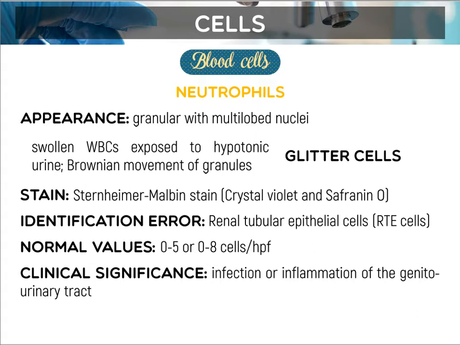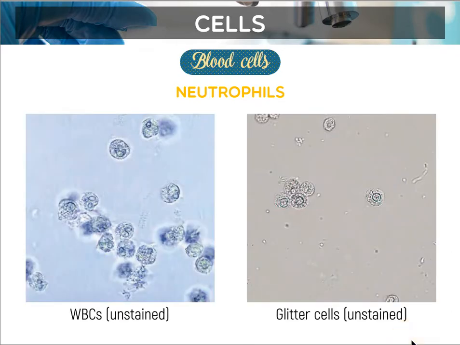Using your Sternheimer-Malbin stain. Alright, so another variation of your neutrophil is your glitter cells. These are swollen WBCs exposed to hypotonic urine, and glitter cells have no pathologic significance. So we also have your Brownian movement of granules. Okay, identification error can be mistaken as your RTE cells. Normal value ranges from 0 to 5 or 0 to 8 cells per HPF. Its clinical significance, of course, is infection or inflammation of the genitourinary tract. Okay, so this is what your neutrophils look like.